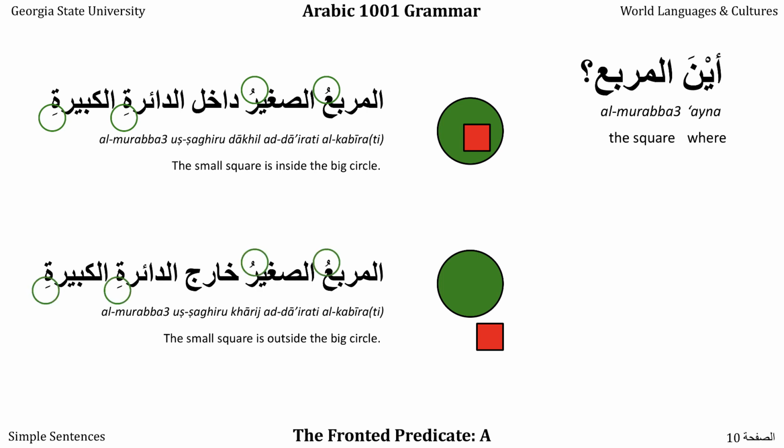So the first two words are in the marfu' case, because we have no reason for them to be in either of the other two. But the last two words are in the majrur, or genitive case, because they immediately follow a preposition, and therefore they get marked with single kasras instead of single dhammas.